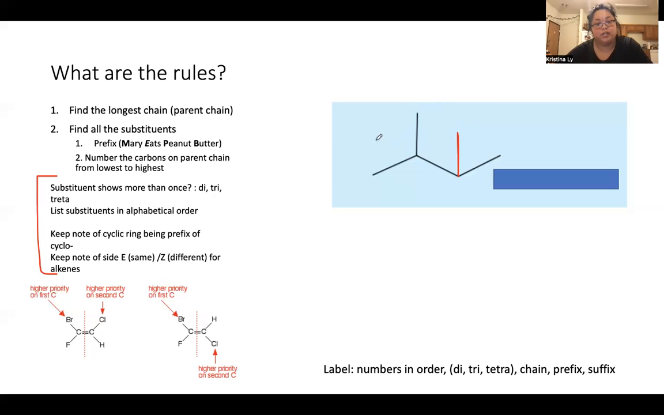Say I have two methyls in it. I'm going to make sure I have the prefix di in front, meaning that we have two methyls within that structure. Again, list them in alphabetical order, with numbers from lowest to highest.